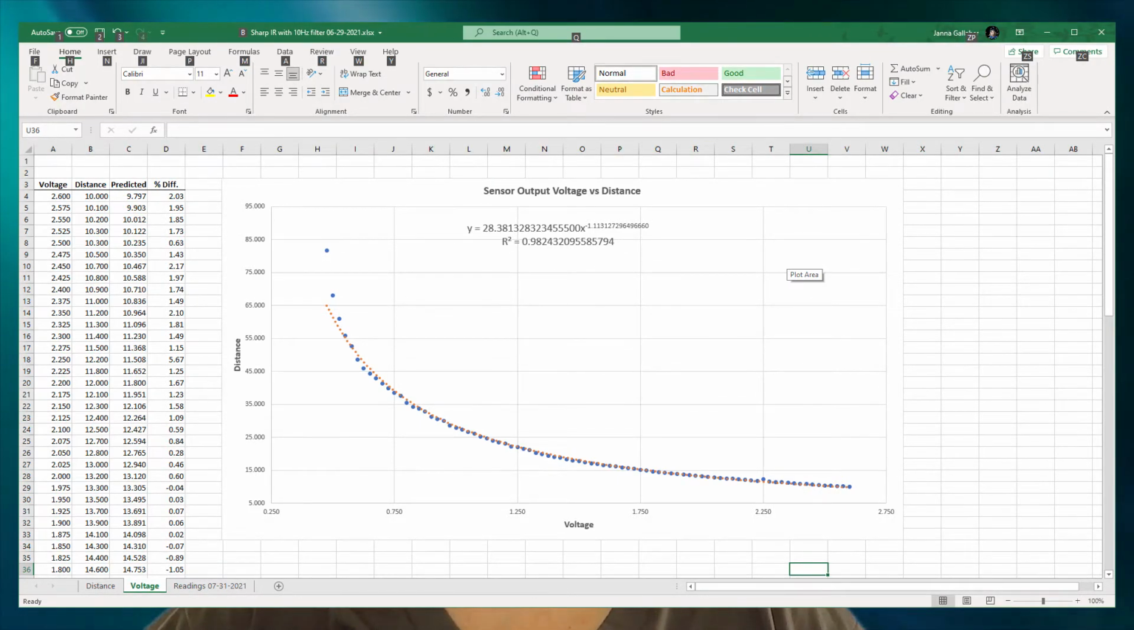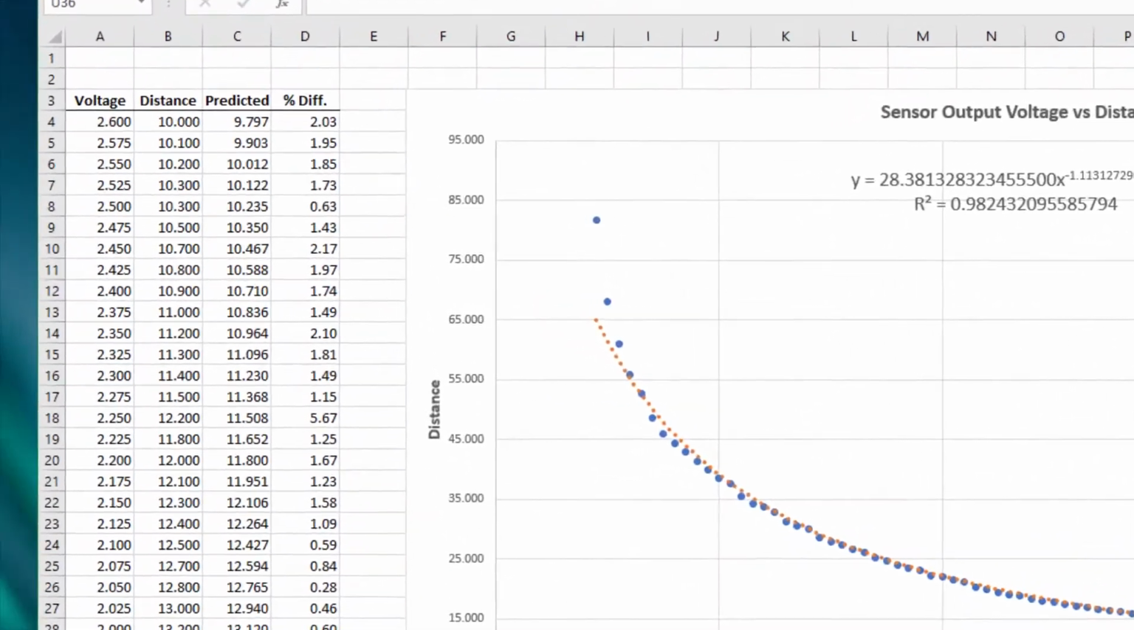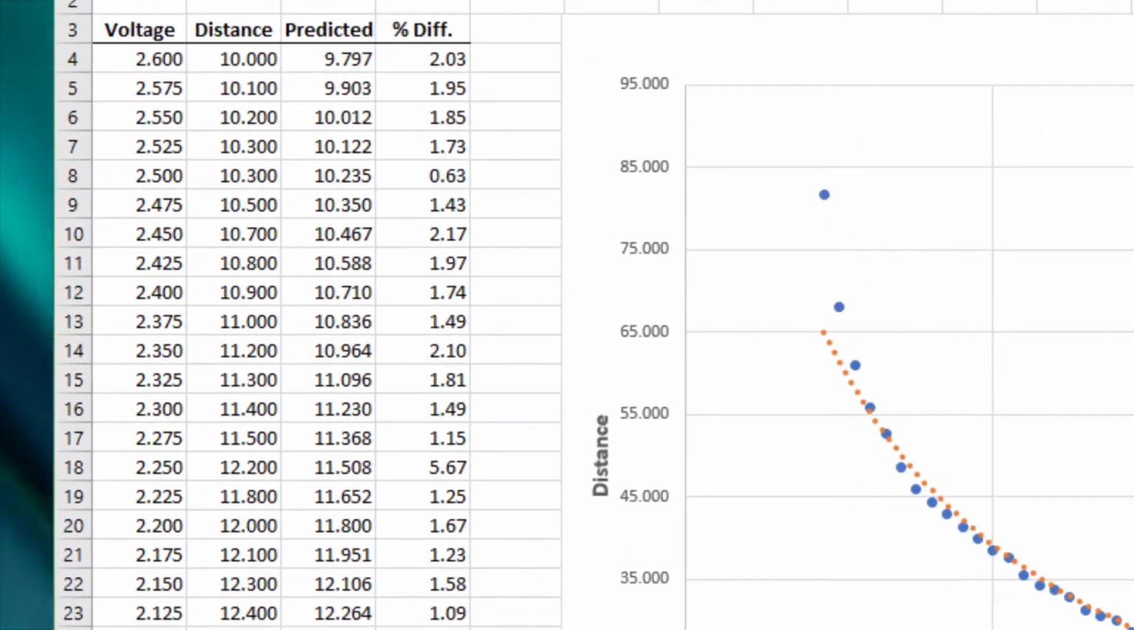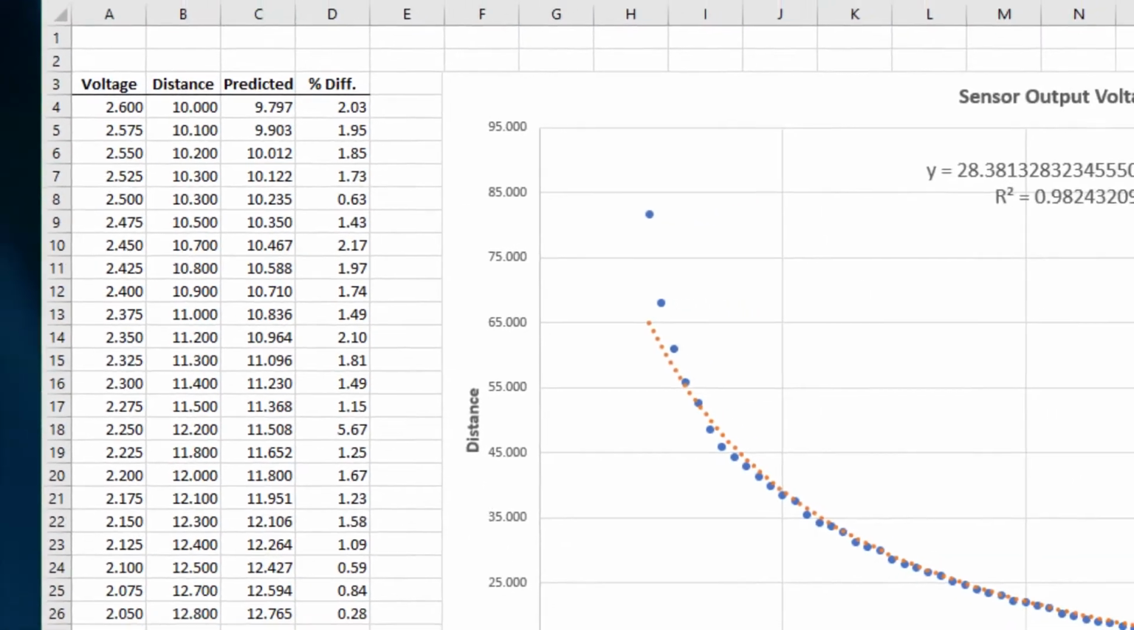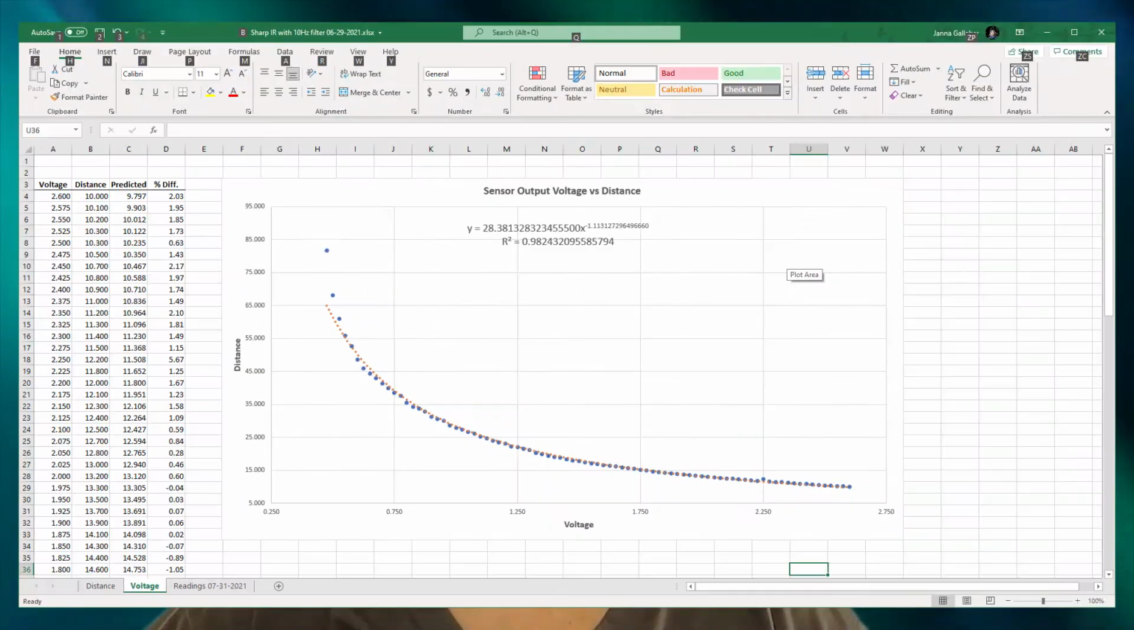I added 2 additional columns to the spreadsheet to check the results. The predicted column used the equation to calculate the distance, while the percent difference column calculated the difference between the actual distance and the predicted distance. The values up to about 60 centimeters were at or below 5% difference, but then by 80 centimeters it was off by 20%.